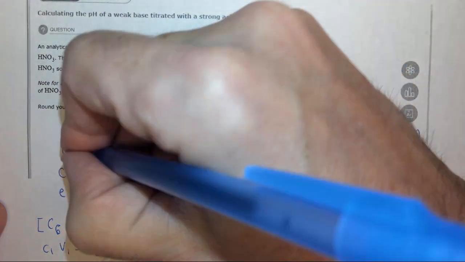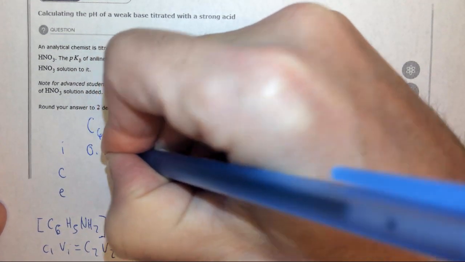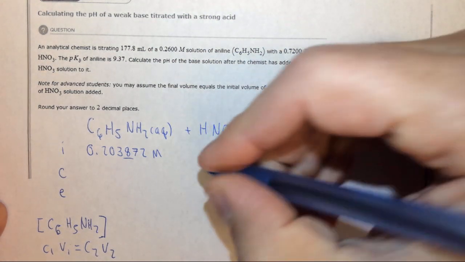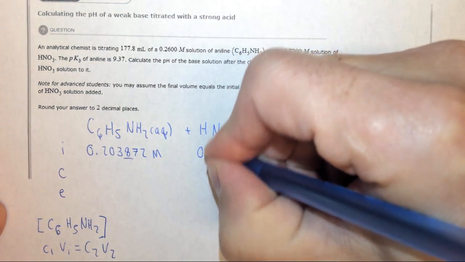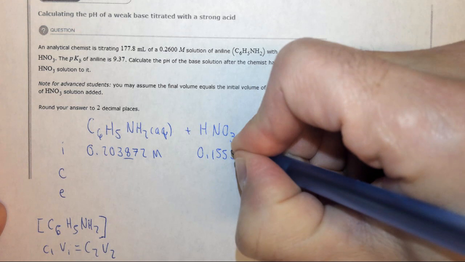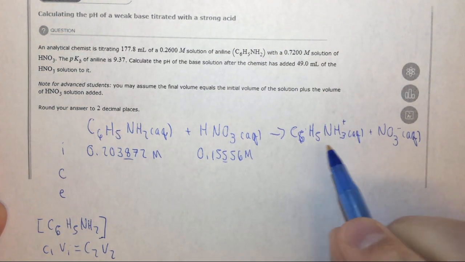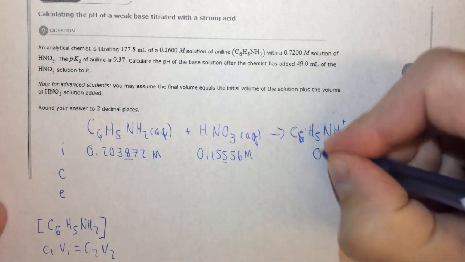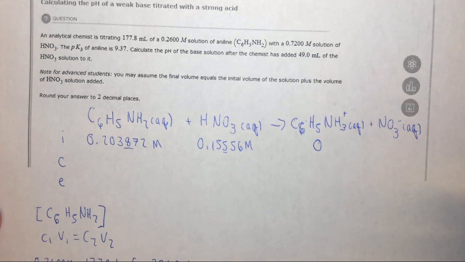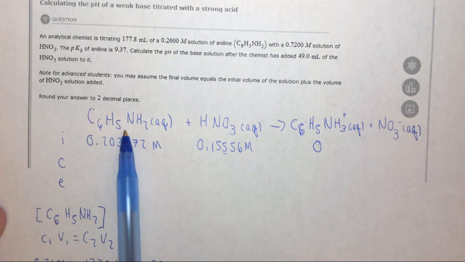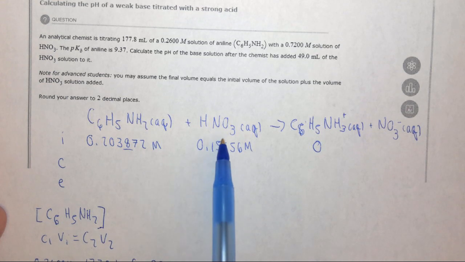So now we have the two initial concentrations of these things. This one is 0.203827 molar. This one is 0.15556 molar, and the initial concentration of this, when we first mix them together, is 0. Well, in this case, we have more base than we do acid.